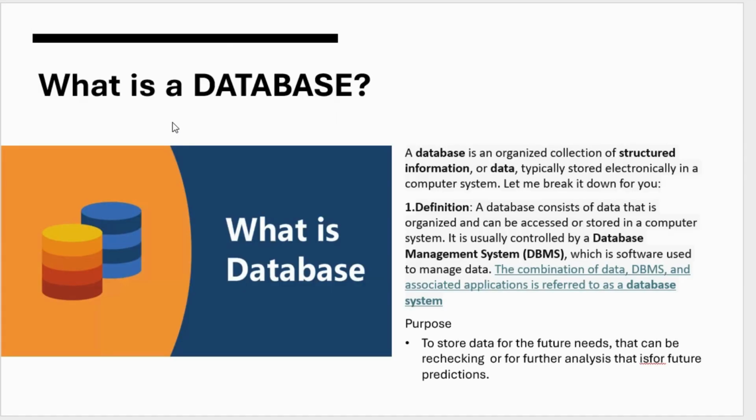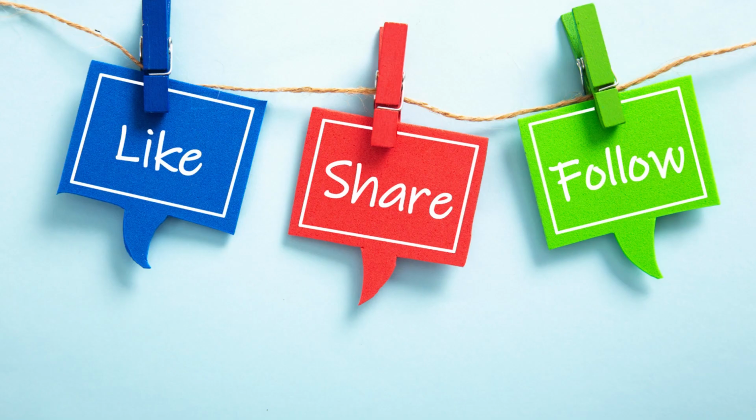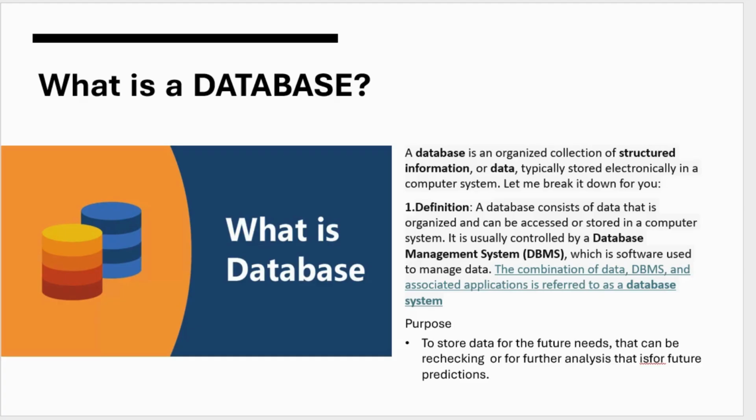What is database? A database is an organized collection of structured information or data stored in a computer system. And we can also define it as, a database is a collection of data in an organized manner and can be accessed or stored in a computer system. What is the purpose of a database?